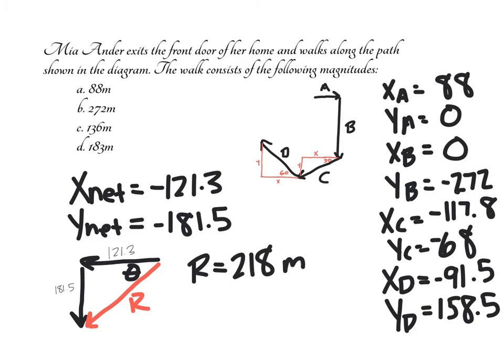We also need to find an angle, and so we'll end up finding that angle right there. You can use tangent, sine, or cosine inverse to do that. I'm going to use tangent, so that'll be the tangent of the angle equals 181.5 divided by 121.3. And when I calculate that, it gives me 56.3 degrees, and we will call that south of west.